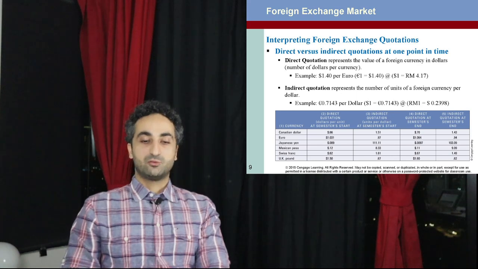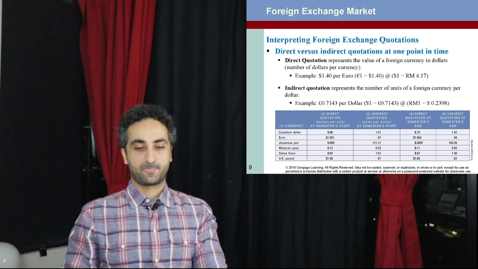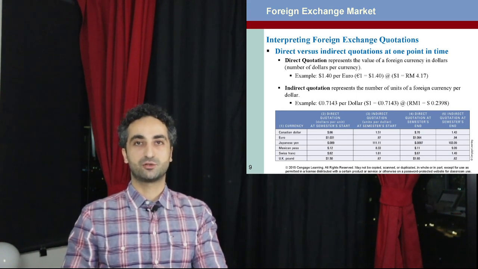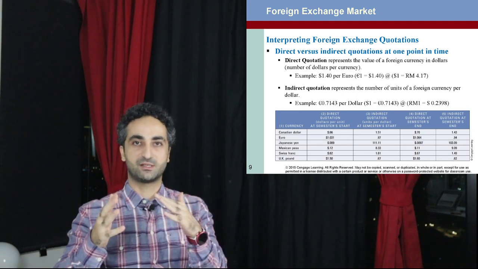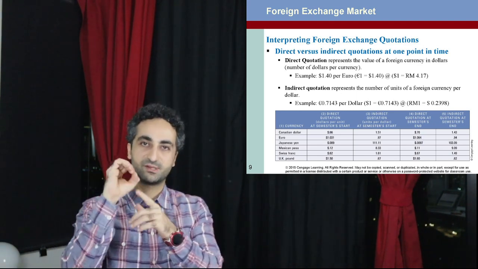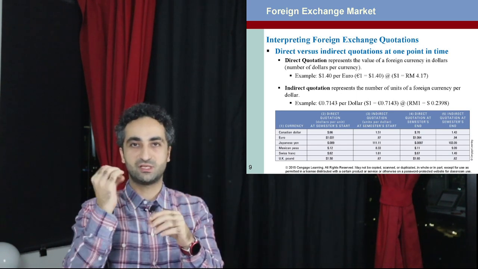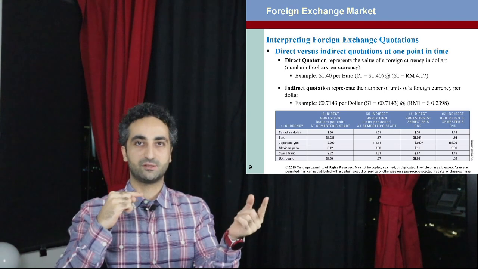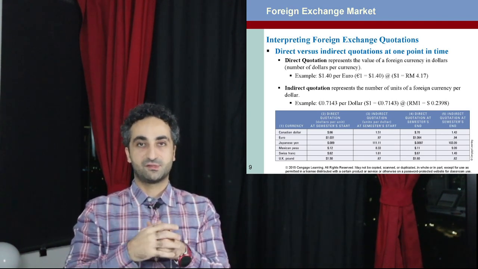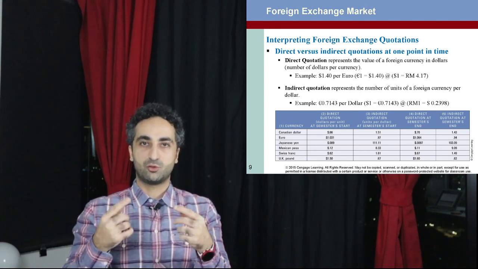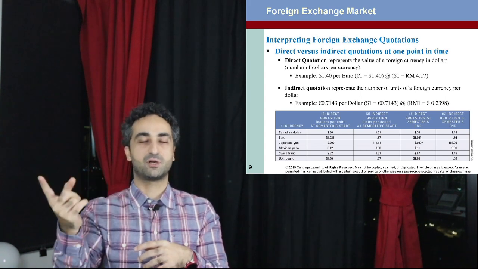Okay, let's move now to direct versus indirect quotations. What does direct quotation mean? There are two different ways of pricing, which is like two faces of the same coin. It's the same coin, but you can look at it from two sides. Let's discuss direct first. Direct means how many units of local currency I need to purchase one foreign currency.